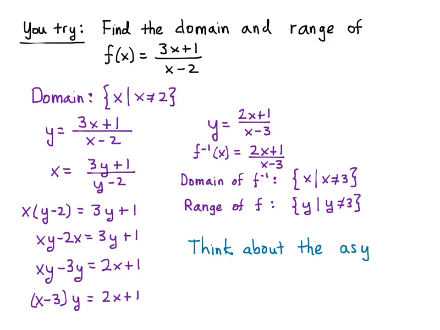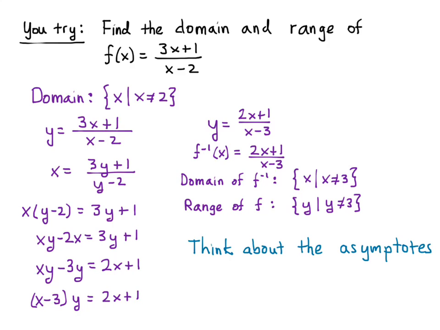So think about asymptotes here. You can get that asymptote. The horizontal asymptote is y equals 3. The vertical asymptote is x equals 2. And the inverse function has it exactly the opposite, where you have the vertical asymptote as x equals 3. The horizontal asymptote, in this case, would be y equals 2.